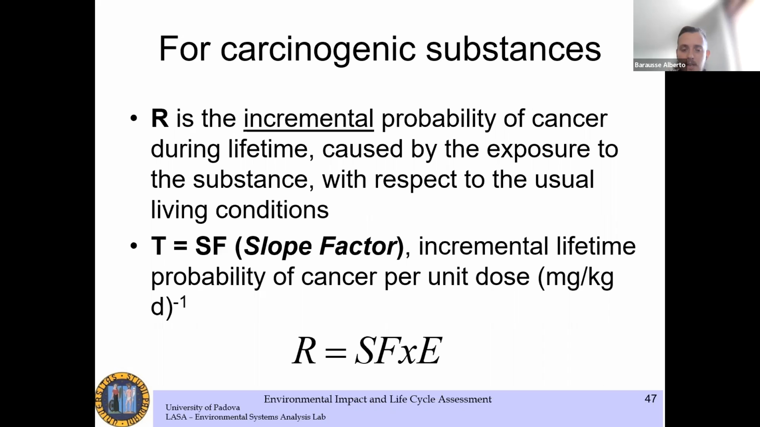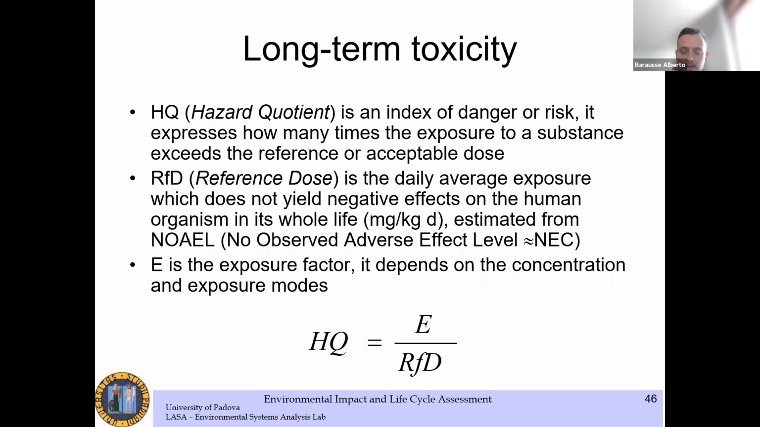Those toxicity indicators that I've listed are fit for non-carcinogenic substances, while substances which can give you cancer, so carcinogenic, are different because there is no threshold, okay? There is no RfD, the reference dose, below which the uptake of a certain contaminant dose is safe. Even a very small uptake of a carcinogenic substance can give cancer, because that's how carcinogenic substances work. There is no threshold effect.